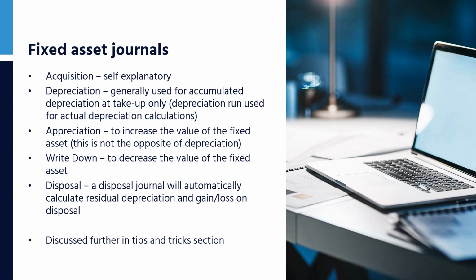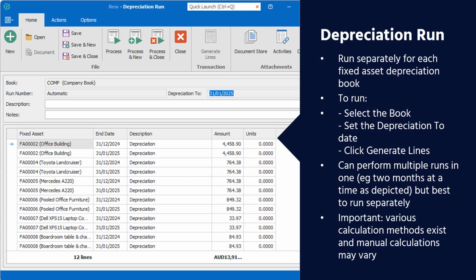And let's just move on now to the depreciation run, which is the other transaction that we'll be covering within the fixed asset module itself. So essentially, this needs to be run for each fixed asset depreciation book, and it's just a matter of selecting the book and then setting the depreciation to date and then clicking on generate lines.